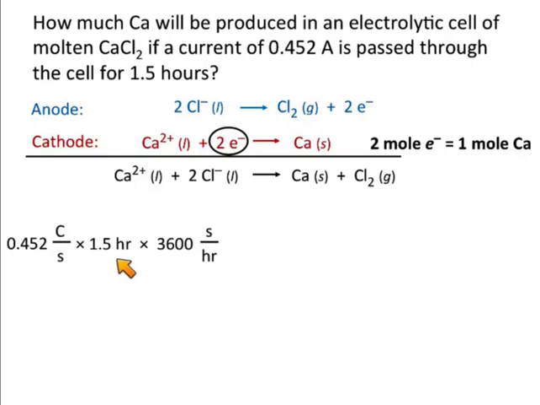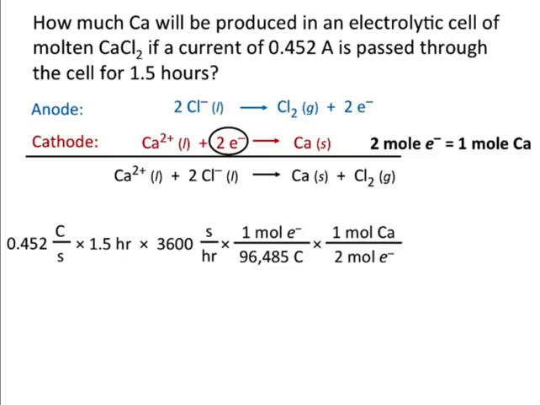So if you multiply hours by 60, you get minutes. If you multiply minutes by 60, you get seconds. 60 times 60 is 3,600. And now we have charge after taking the current and time. Then we'll use Faraday's constant to find the charge on a mole of electrons. Then we use this mole ratio that we just put on the top.